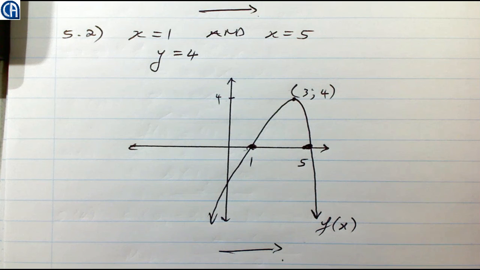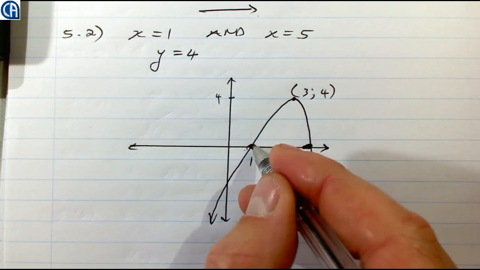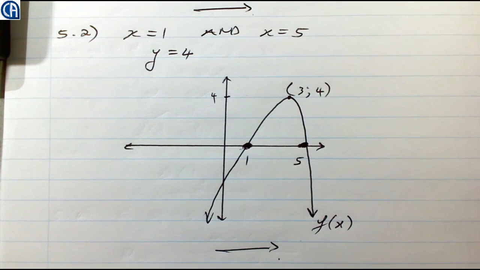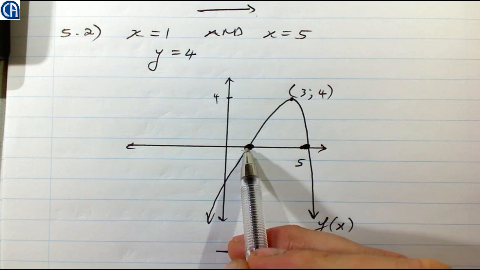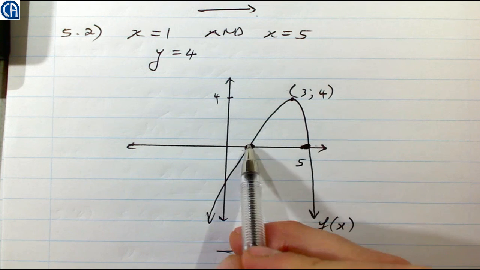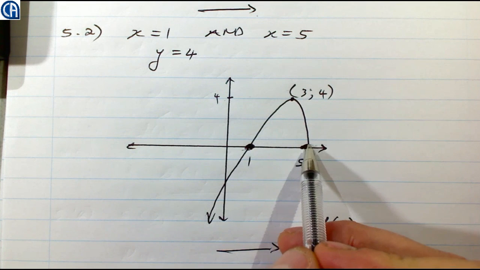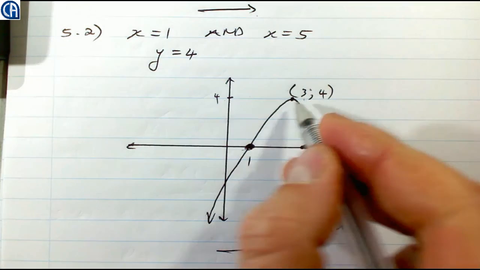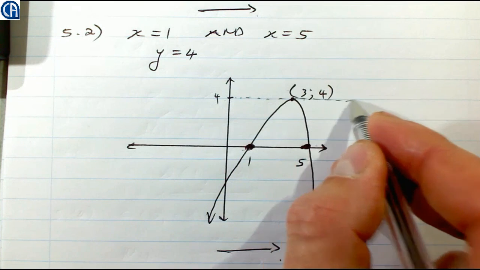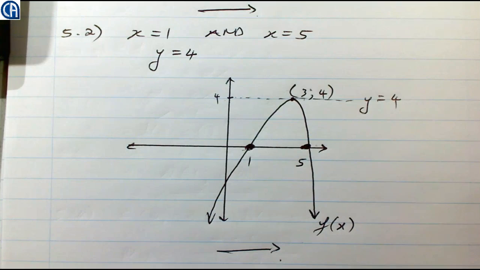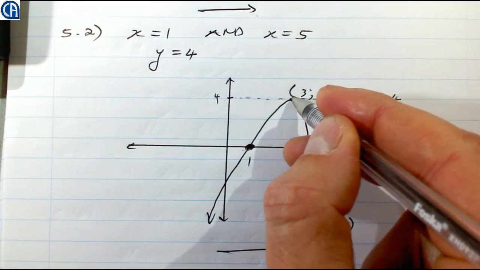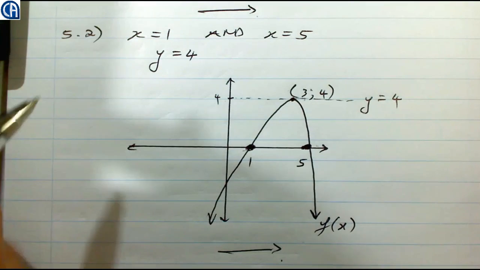There we go. Right, so let's just recap quickly there. Those are the two x-intercepts. The turning point lies between the two x-intercepts. 1 plus 5 is 6, divided by 2 is 3. And y equals 4 is a tangent. So that means the y value there must definitely be 4.